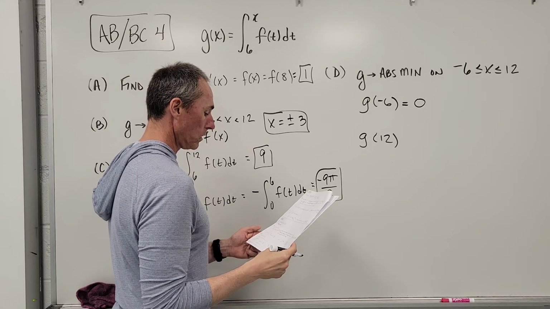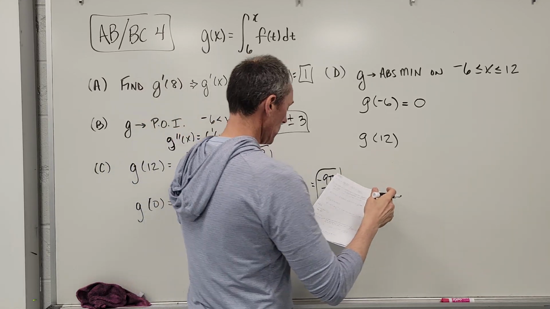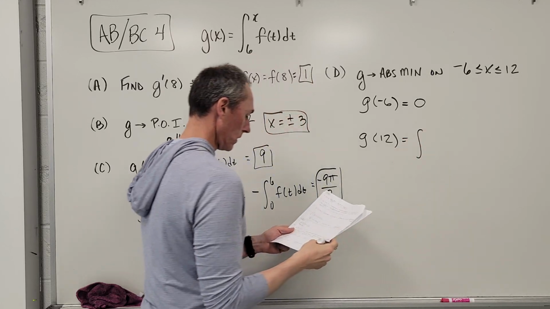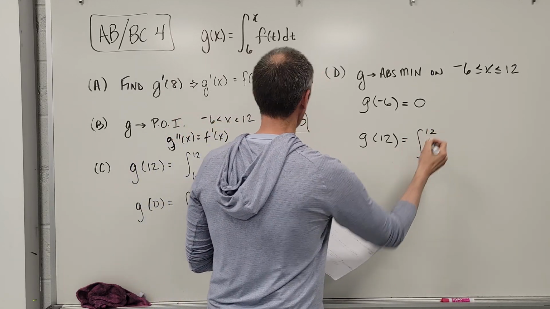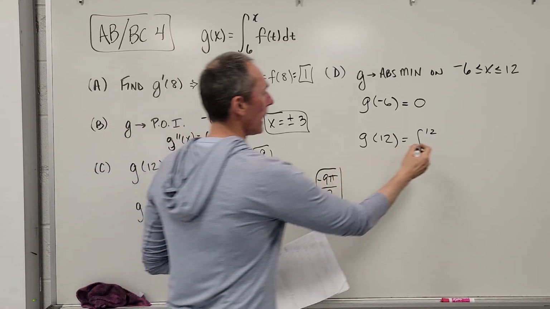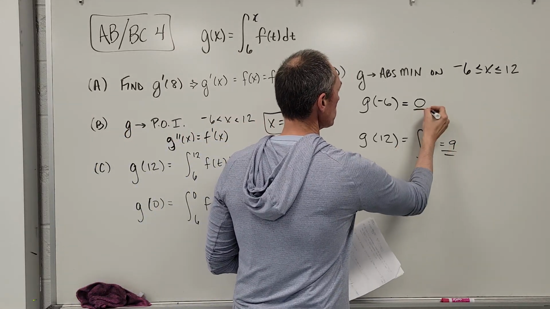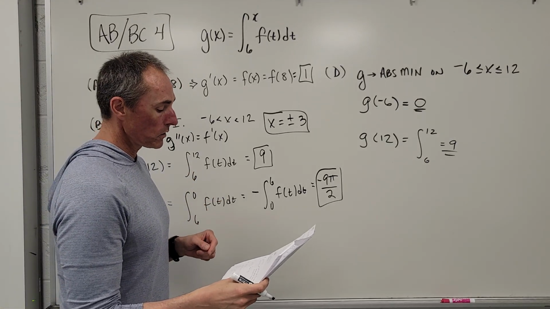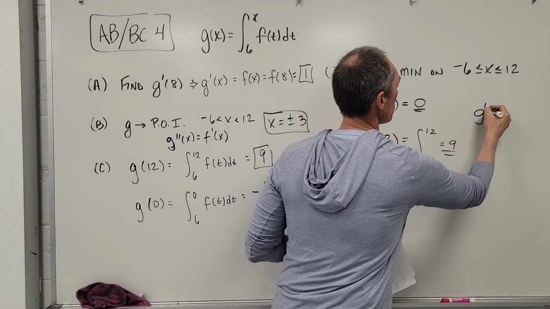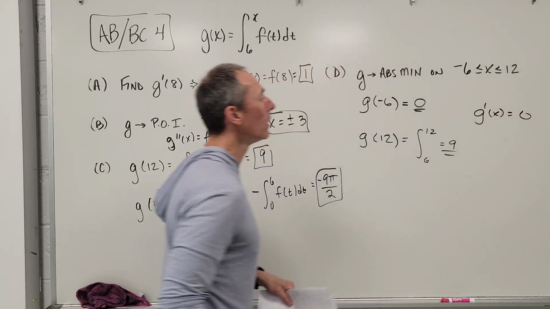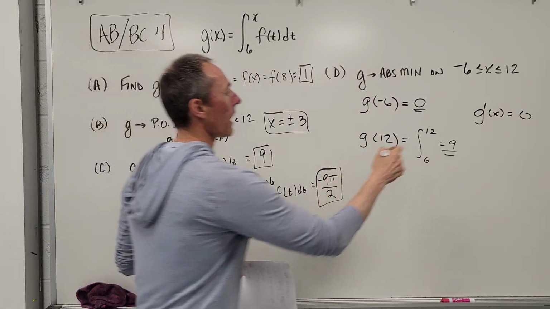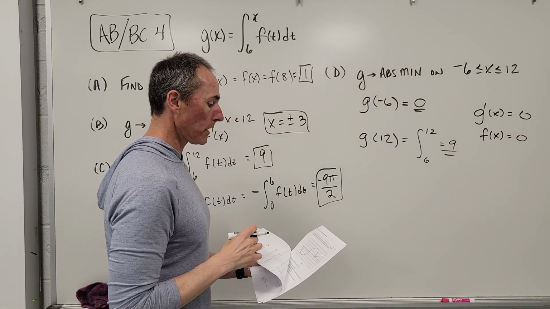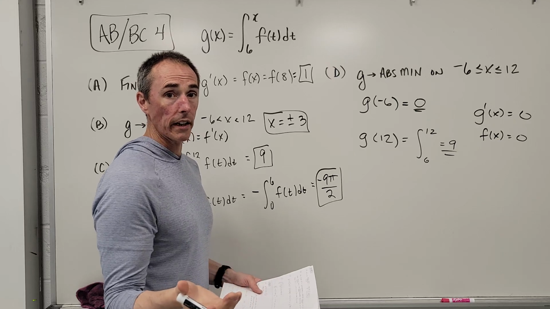Sorry, yeah. And then g of 12 is going to be the integral from 6 to 12, and that was 9 from our previous part up here in part C. And then the only other thing we need to do is look for a critical value. So in other words, where is g prime equal to 0? Well, g prime is going to equal 0 wherever f equals 0, and that could only be possible at 0 or 6.